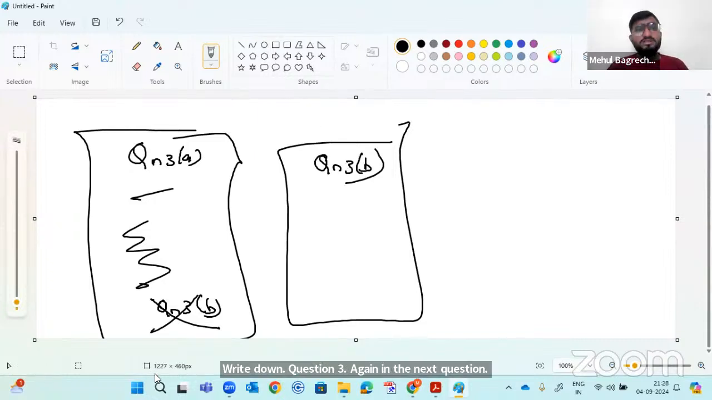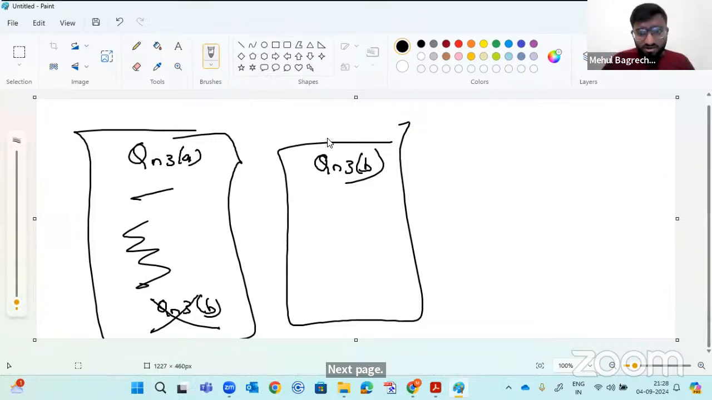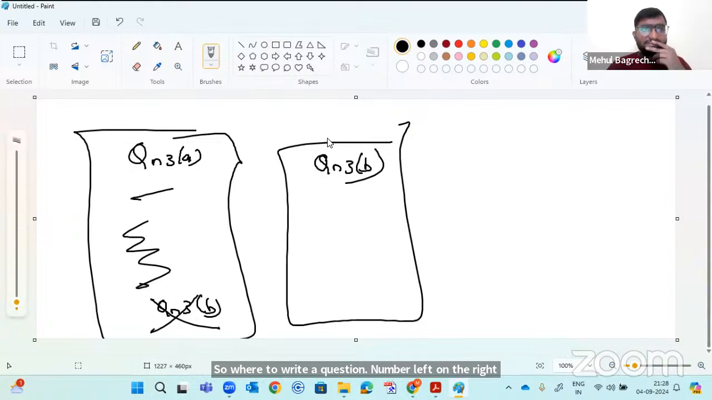On the next page. So where to write the question number? Left corner, right corner, bottom of the page? Where? Middle of the page. Right in the middle top of the page. There's no confusion at all. Very simple, guys.